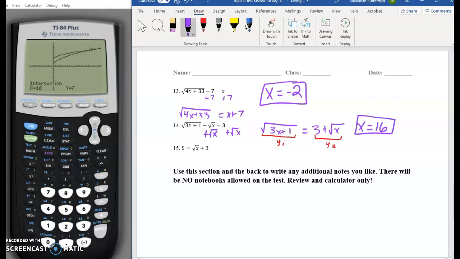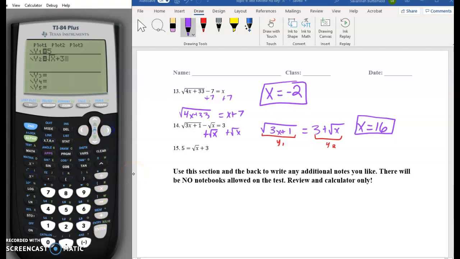So 14 is an example of it may not always be visible on your normal window, so you may have to adjust if need be. 15, we don't need to do any adjustments. We can type it in as is if we would like. So we can have just 5 on one side, and then we'll have square root of x plus 3.